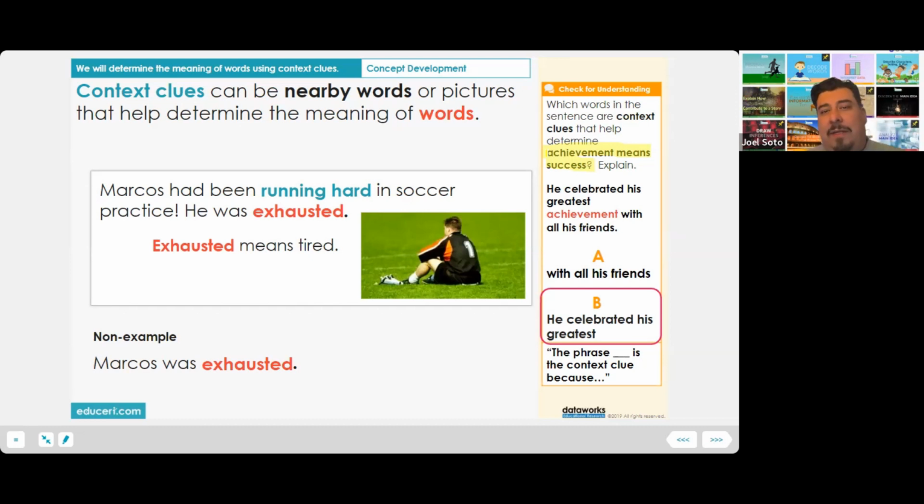Here's the perfect opportunity to give extended thinking. So what do we do? The fastest, quickest way to do extended thinking is to reverse the polarity of the question. If you're writing down notes, this is my favorite one. Luis, thank you for being in my class. That's right, it is B. He celebrated his greatest. Hey, why didn't you choose A with all his friends?